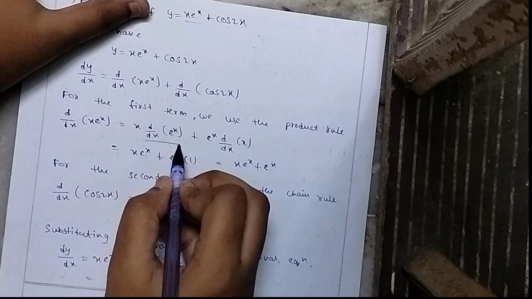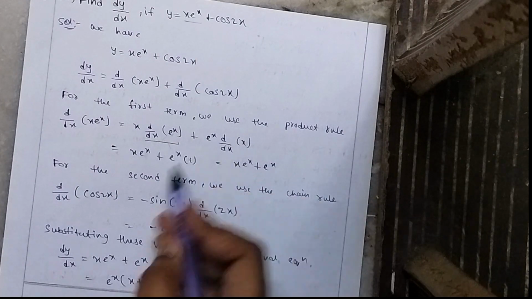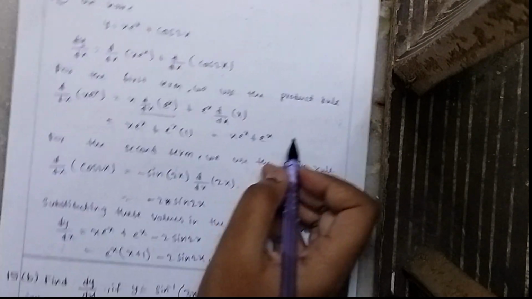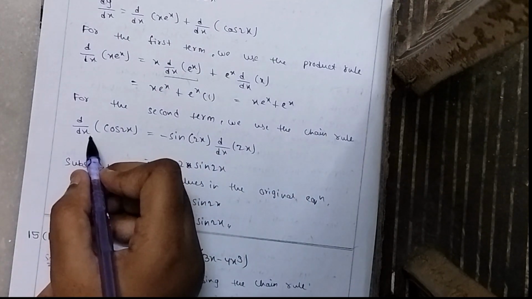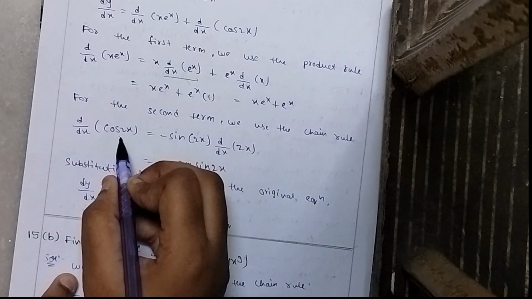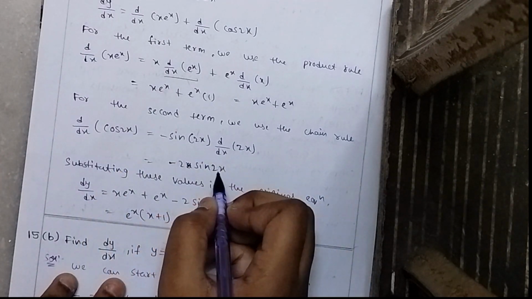The value of d by dx of e power x is e power x, and dx by dx is equal to 1. So the first one is x e power x plus e power x. Now taking the second term, d by dx of cos 2x. That means minus sine 2x into d by dx of 2x. So minus 2 sine 2x.